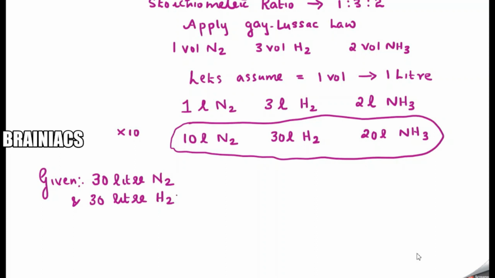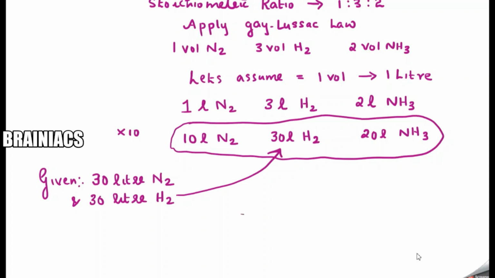Correct. So if I say as per this reaction 30 liter hydrogen is used, and when you are using 30 liter hydrogen, how much amount of nitrogen is required? Just 10 liter is required. Correct. So the remaining nitrogen, how much will be remaining? 30 minus 10.